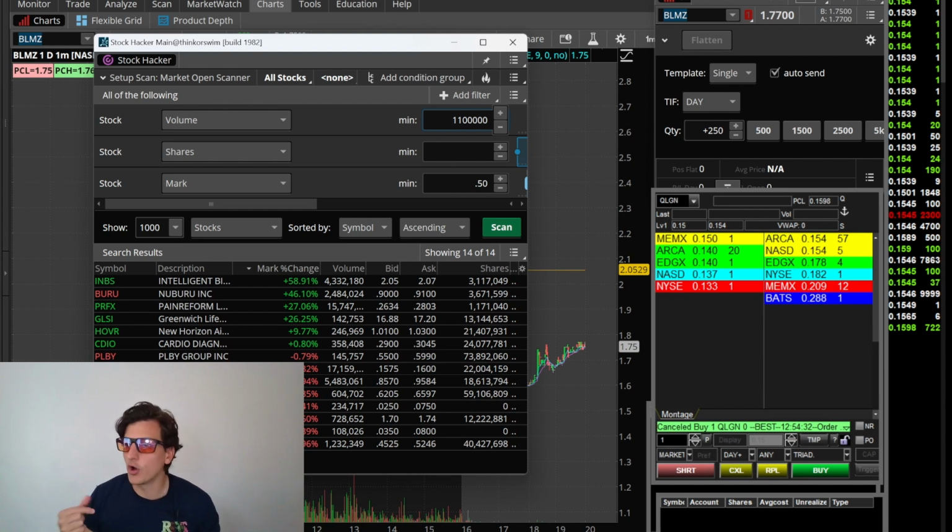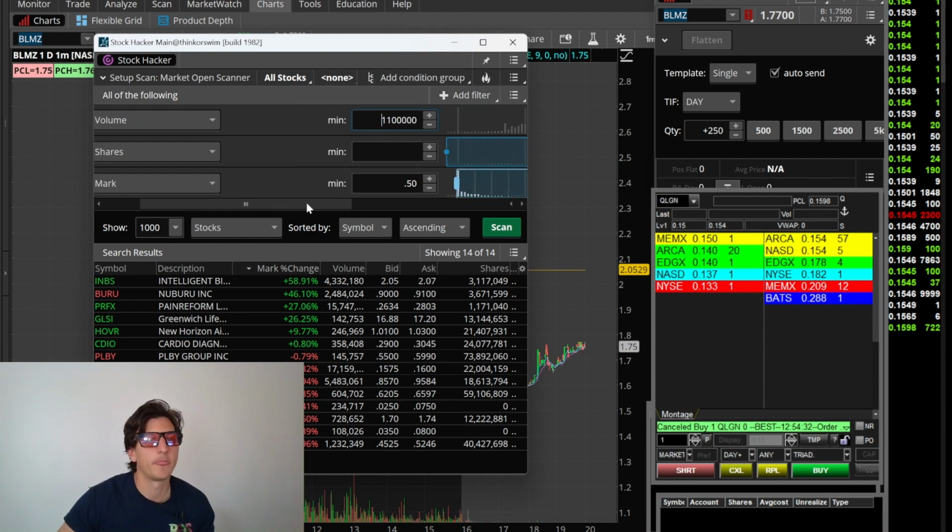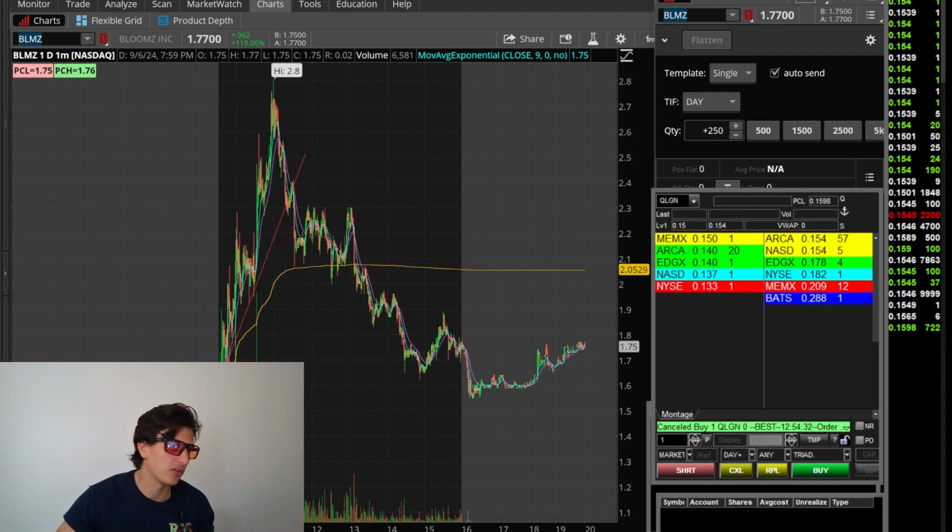There's not going to be enough volume. There's not going to be enough liquidity. The spreads are going to be really wonky and very unreliable. Fills are going to be weird. So that's why I have this set to 1 million. So that's my market open scanner. And yes, the scanner is probably the most important part of this because that's how you're going to find your potential opportunity. So that's step one.